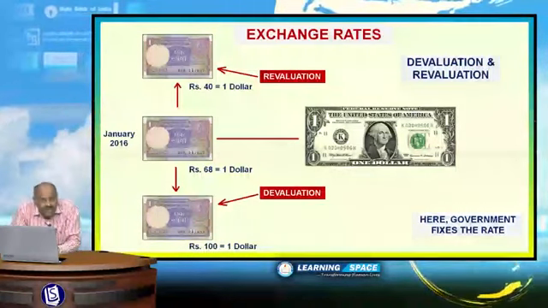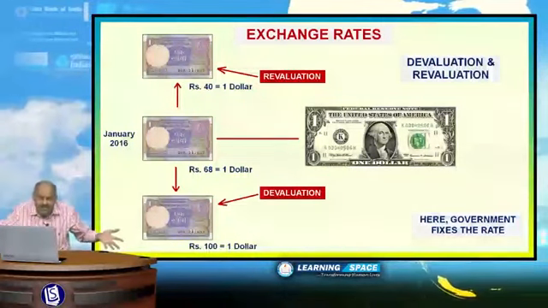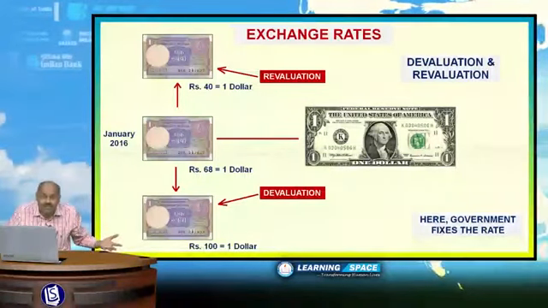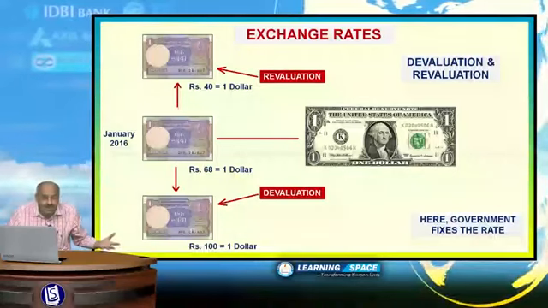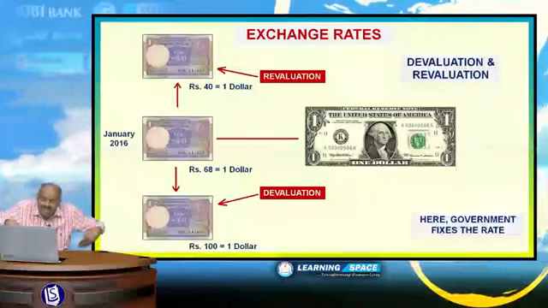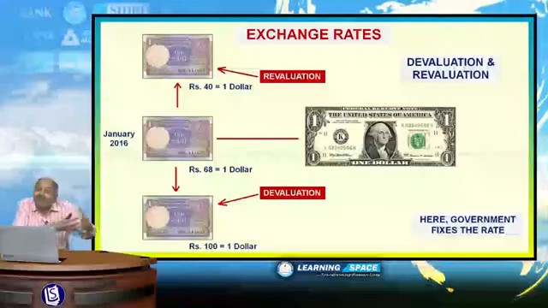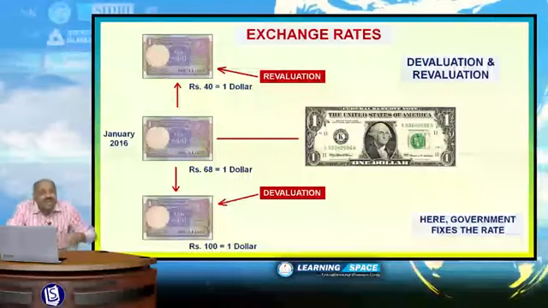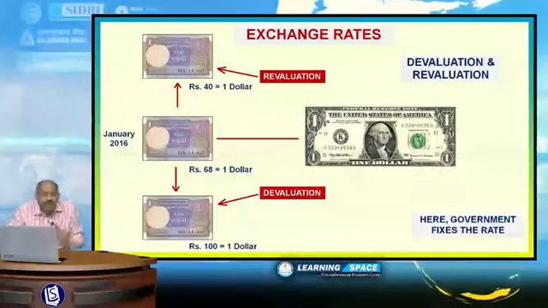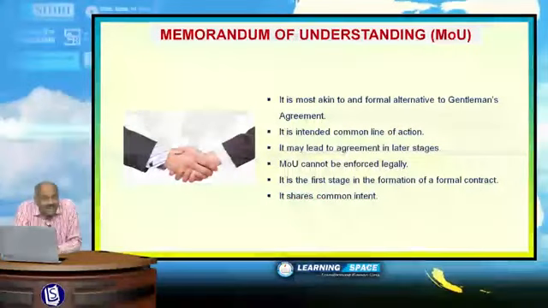Recently, China devalued the currency so as to give impetus to its exports. If every country devalues their currencies, then what will happen? There may be currency wars. Currency wars is a dangerous phenomenon. If every country wants to devalue their currency so as to give impetus to exports, then it will lead to a peculiar situation. That's why currency wars is the most dangerous phenomenon, and we are not going into that detail at this juncture. Look into the next one, Memorandum of Understanding.